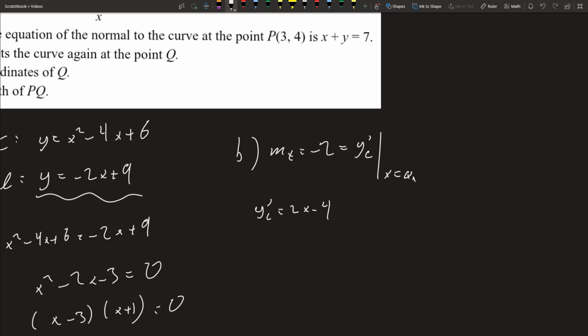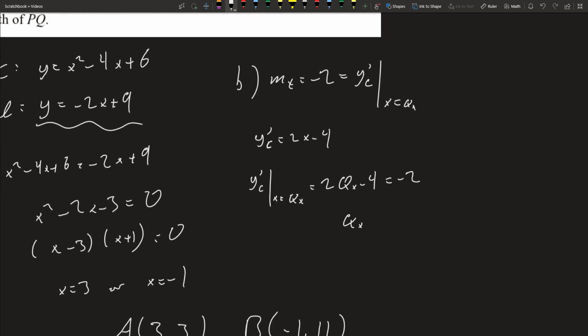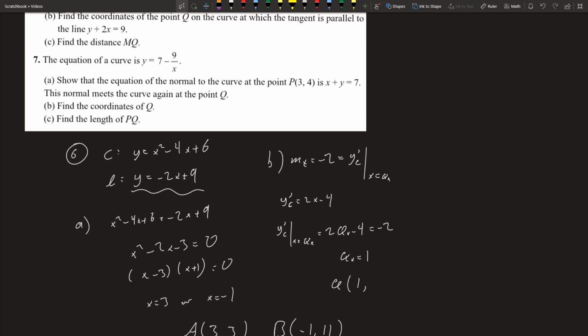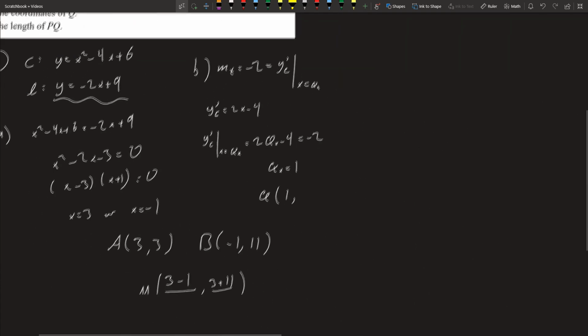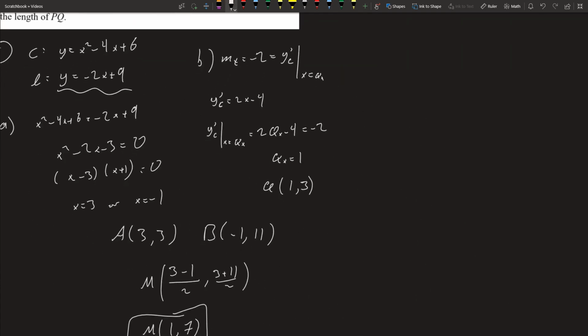And then let's evaluate. So y prime of the curve at x equal to Q sub x is equal to 2 times Q sub x minus 4. And this needs to be equal to -2, right? Solving, Q sub x is equal to 1. That means the point Q is 1 comma something. Now, they said that this point is on the curve. So substitute 1 into the curve, we get 1 minus 4 plus 6, which is 3. So Q is (1, 3).